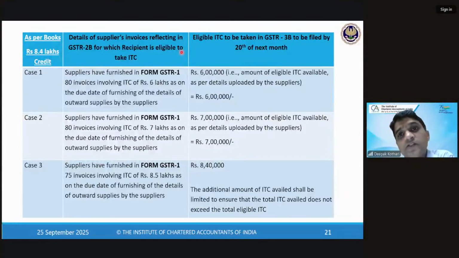Yeah, the excess 10,000 rupees, you can claim it in the next month, Pranav, when you get the invoice.